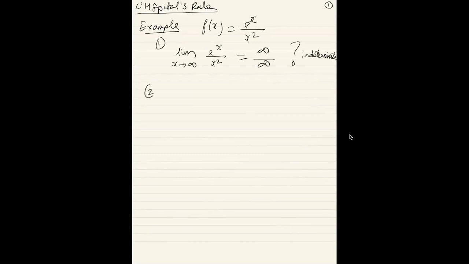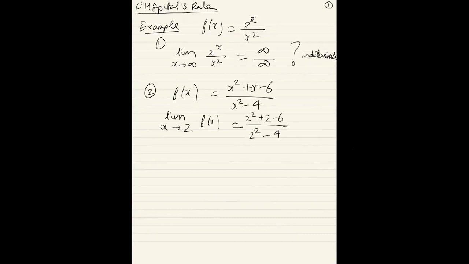Another example is f of x is equal to x squared plus x minus 6 divided by x squared minus 4. For this one, if you had to calculate the limit of this function as x tends to 2, you would again get 2 squared plus 2 minus 6 over 2 squared minus 4. So 4 plus 2 minus 6, which is 0. And this is also 0. And this once again is indeterminate. So how do we calculate these limits? Do they exist?